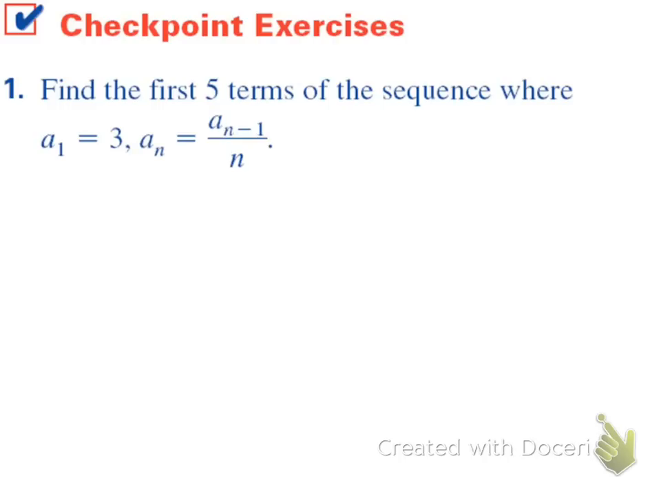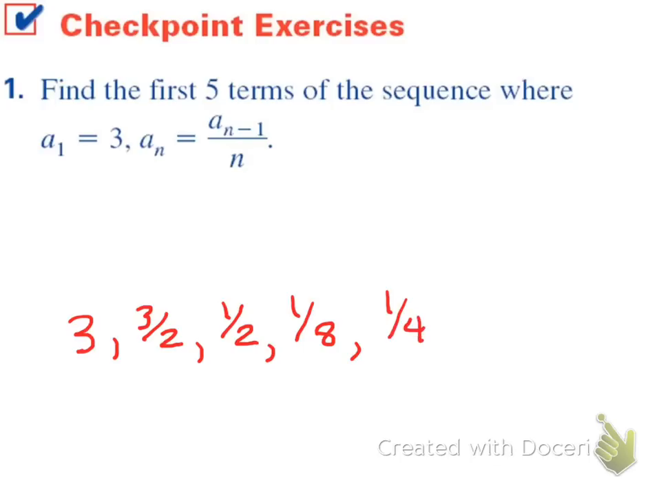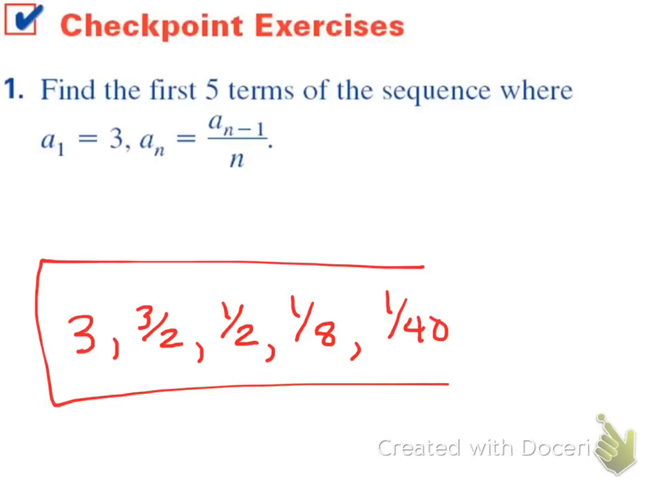If you solved this example correctly, you should have found the first 5 terms were 3, 3 halves, 1 half, 1/8, and 1/40. If this is not the answer that you got, pause the video, check your work. If you're still not getting this answer, maybe go back and watch example 1 again. Alright, if you've gotten the correct answer, let's move ahead to example 2.